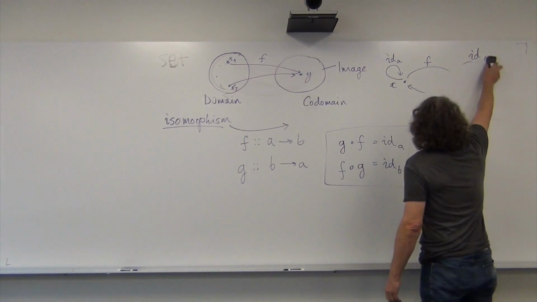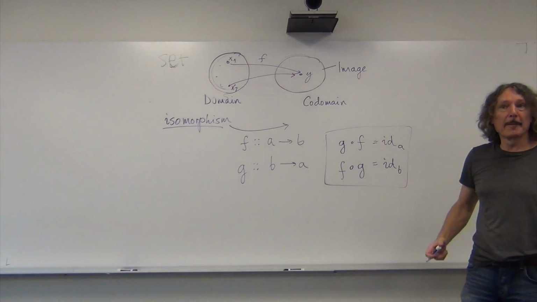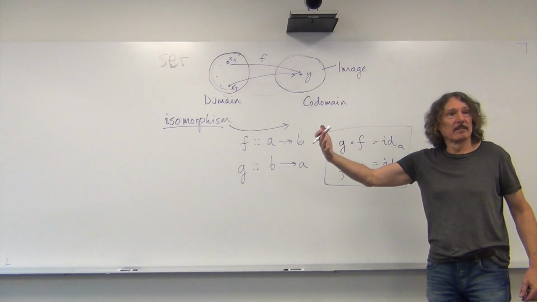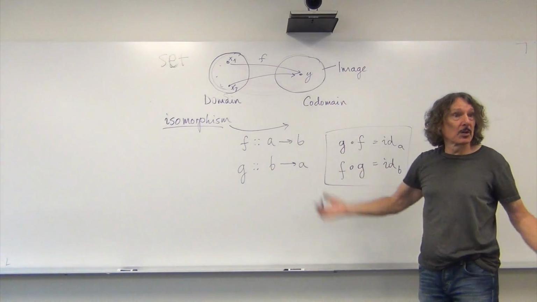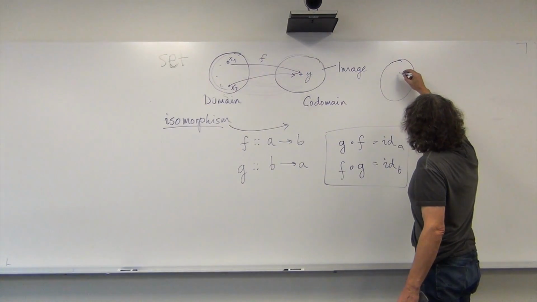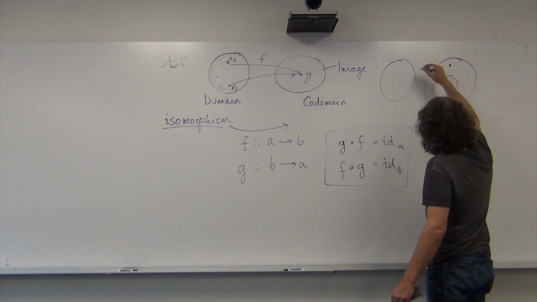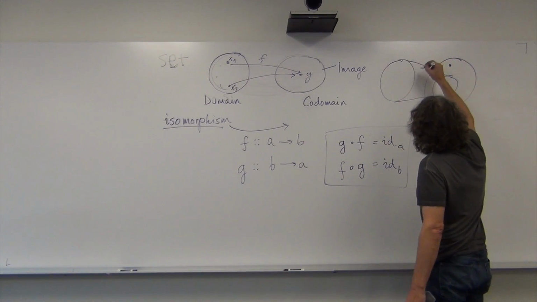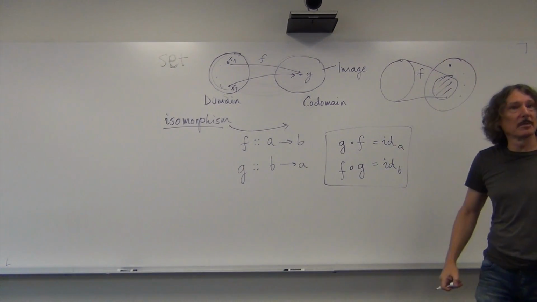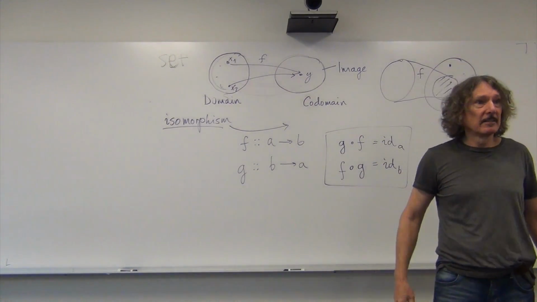There's another reason for a function not to be invertible, and that's that its image does not fill the whole codomain, right? So you have a function in which this is the codomain. There are some points here. This is the image, right? The image of function f. There are some points outside of the image that just don't correspond to any x's here, right?